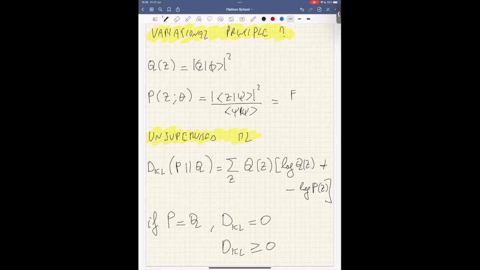So let's write this in this way. We can write this as f(z) divided by the normalization. Because I've told you that typically we don't know the normalization of the state that I'm trying to represent. So what I do is represent with some neural network the unnormalized amplitudes. Let me call f(z) these unnormalized amplitudes, and psi the unknown normalization.